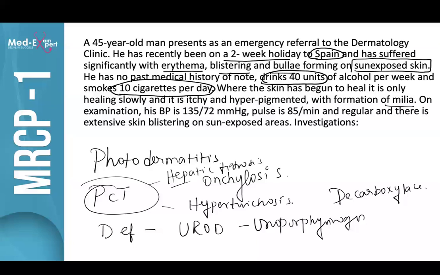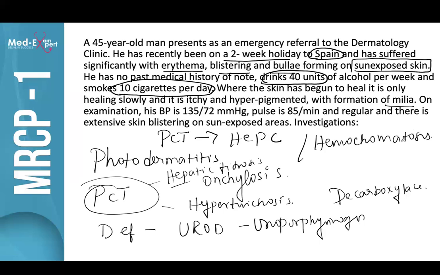Typically you will find porphyrins in the urine, and PCT is associated with hepatitis C and hemochromatosis. All these things can be. And for treatment, if they ask you, you can do phlebotomy. You can give low dose antimalarials.